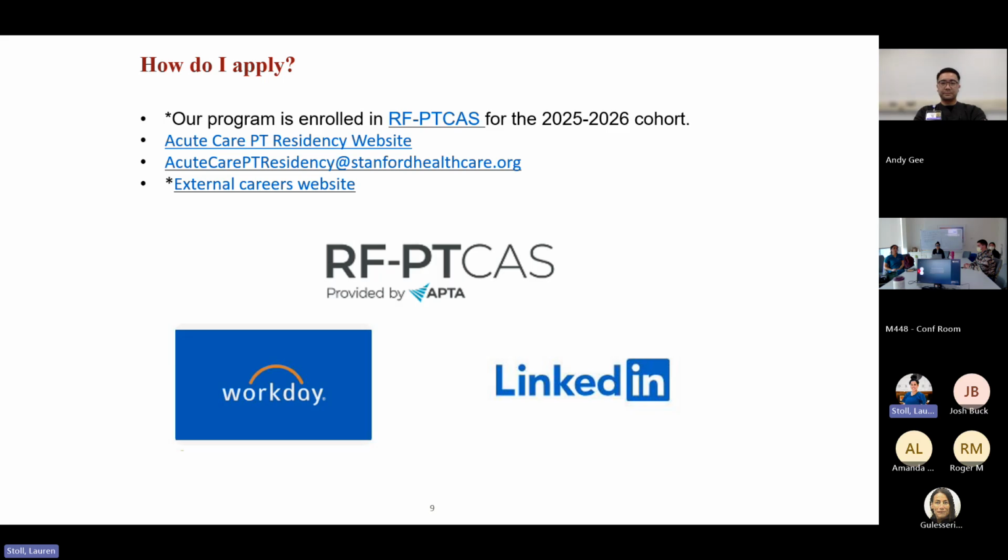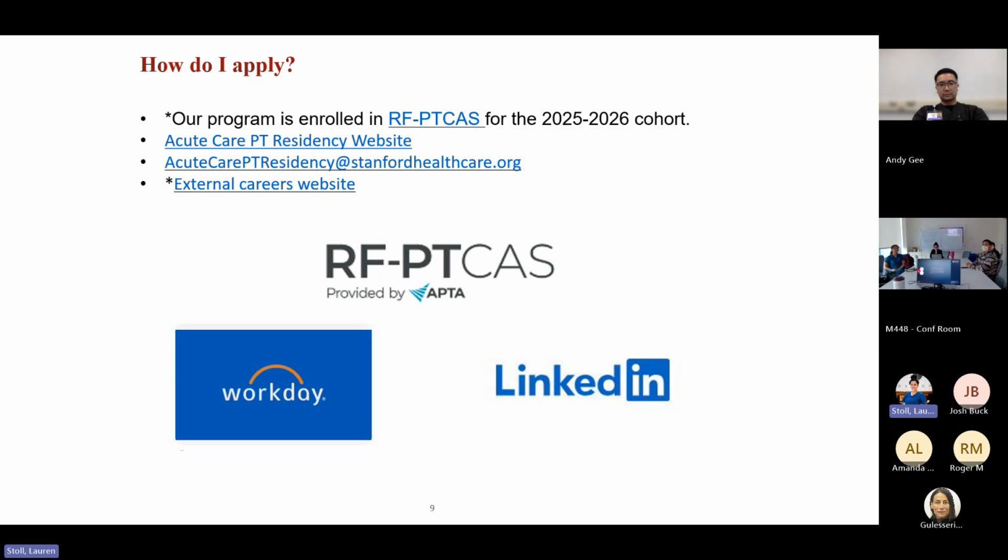And then be on the lookout for the jobs to be posted through LinkedIn. You can also check the external careers website through Stanford. Our acute care residency page also has a LinkedIn page. So go ahead and give that a follow if you have a LinkedIn profile, because we'll be posting updates as things kind of progress. And then you also might see Workday actually, I think might be more internal, but I think once the job is actually posted on the Stanford Careers website, you also might be interacting with the Workday interface, which is a platform that we use for employment as well.